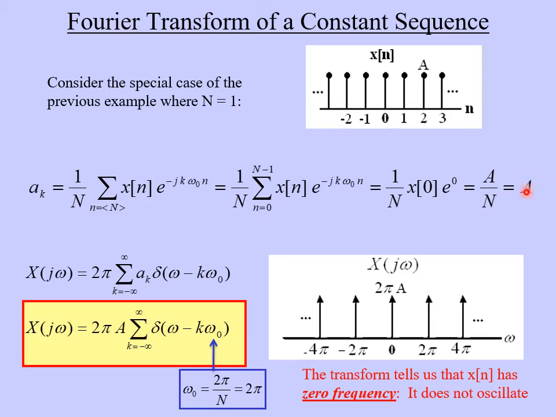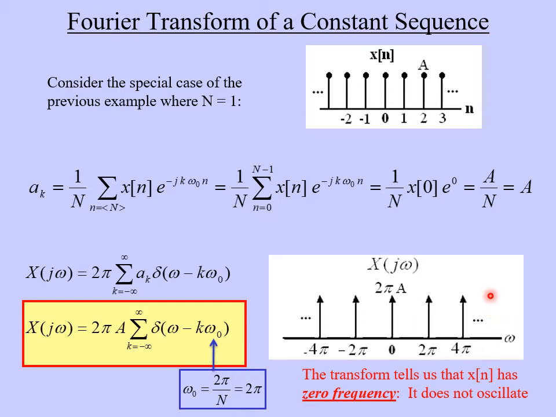So we multiply these values of a sub k by 2 pi. So we have 2 pi a. That is the weight of these delta functions here. And again, the delta functions, remember, show up at wherever the fundamental frequency is and all of its multiples. So what is the fundamental frequency? Well, remember omega naught, the fundamental frequency of any periodic signal or sequence, is 2 pi over the period. But the period is 1. So the fundamental frequency is equal to 2 pi. So we have 0 here, the first one. The next one's at 2 pi, next one 4 pi, 6 pi, 8 pi, and so forth.